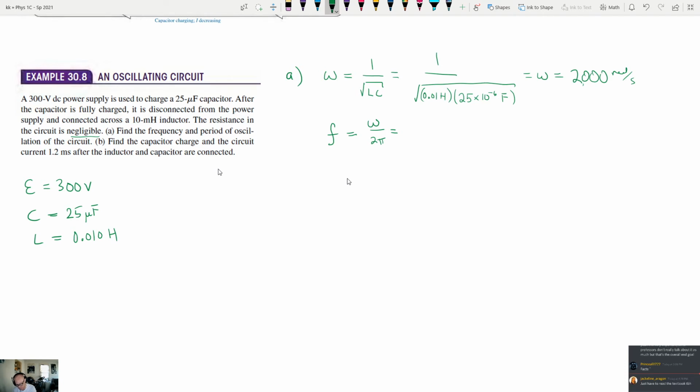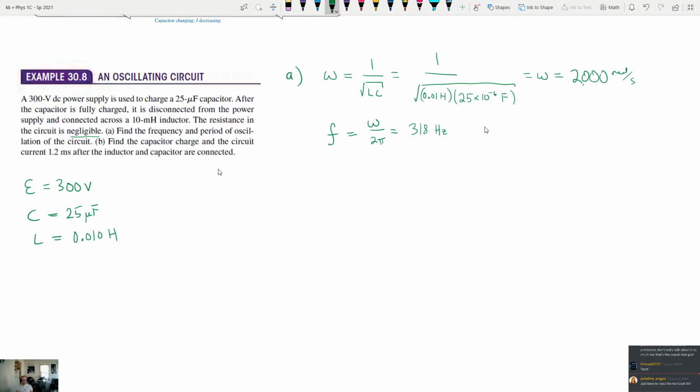2 pi. Then you get 1,000 over pi. I got 318. This would be in hertz. So when the word is frequency, I think this is what they mean.